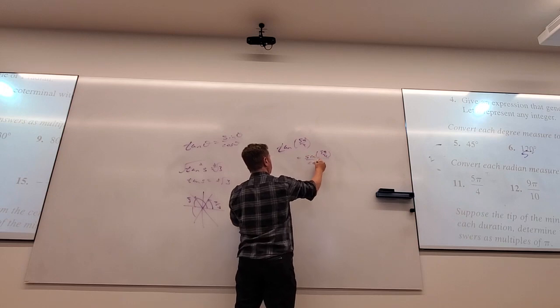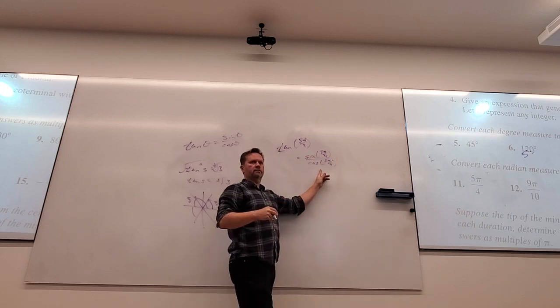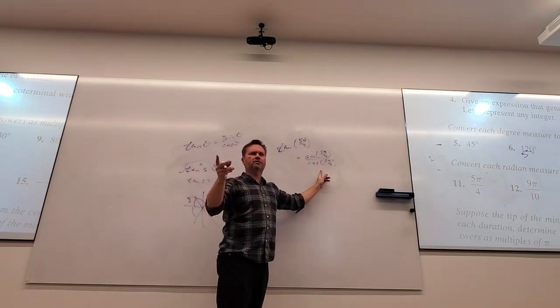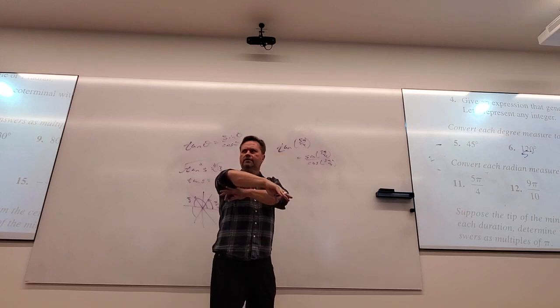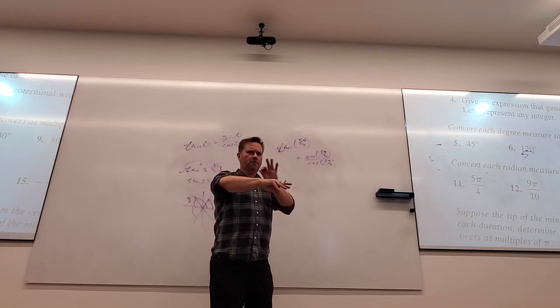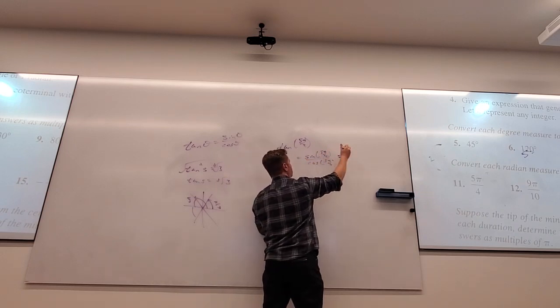Yeah, that's a pretty good first step. What quadrant am I in? I heard the right answer, and then I heard a few wrong answers. I'm in the third quadrant, yeah? I'm a little past pi. You guys all with me? Now real quick, isn't sine in quadrant 3 negative?